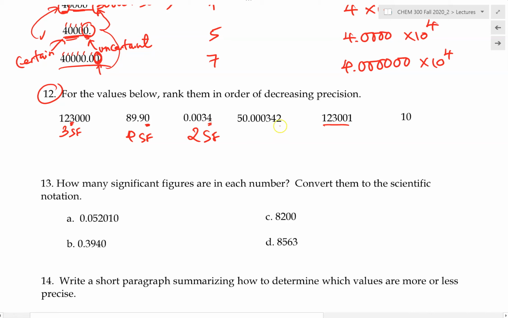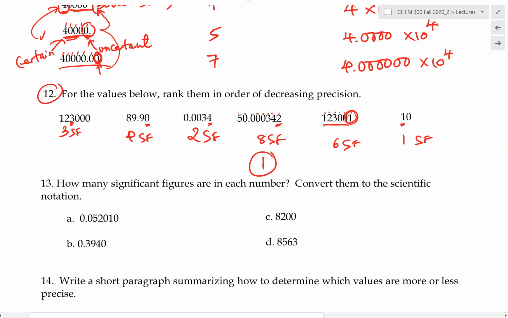And this value, it has 1, 2, 3, 4, 5, 6, 7, 8 significant figures, and the uncertainty exists all the way in the back. So we can see this value is very, very precise. And this value has 1, 2, 3, 4, 5, 6 significant figures, and the uncertainty exists on the one place. And this value has 1 significant figure, and the uncertainty exists on the 10s place. So by looking at all of this, we can see that this value is most precise.